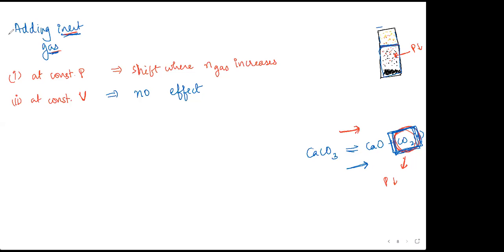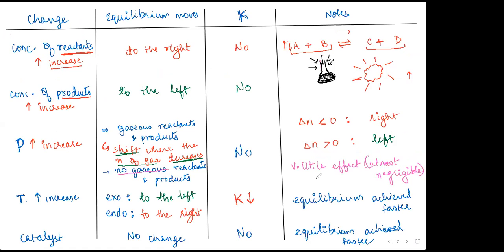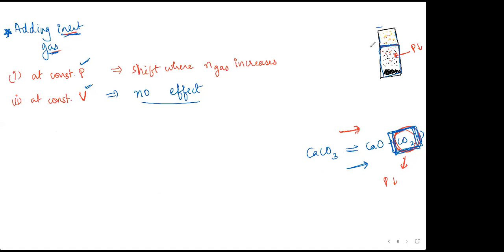So if you're adding an inert gas, you need to check whether it's at constant pressure or at constant volume. If it's at constant volume, there's going to be no effect. But if it's at constant pressure, the volume is shifting, so you're indirectly changing the pressure inside the reaction vessel.